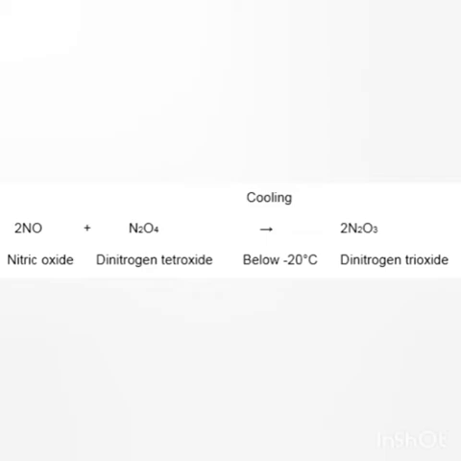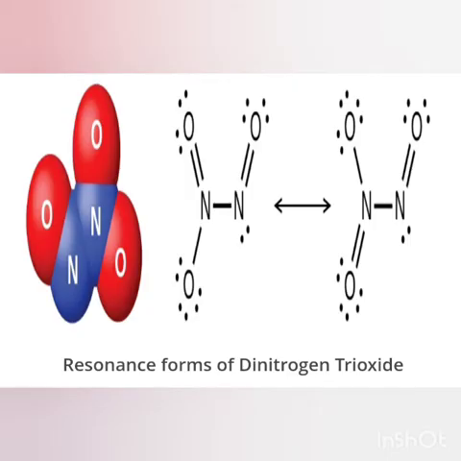Dinitrogen trioxide is an anhydride of nitrous acid. You know nitrous acid, HNO2, which is acidic in nature. It is a planar shape and it is a resonance hybrid of the two forms which are shown here. That is, these are the two hybrid structures of N2O3, that is dinitrogen trioxide.